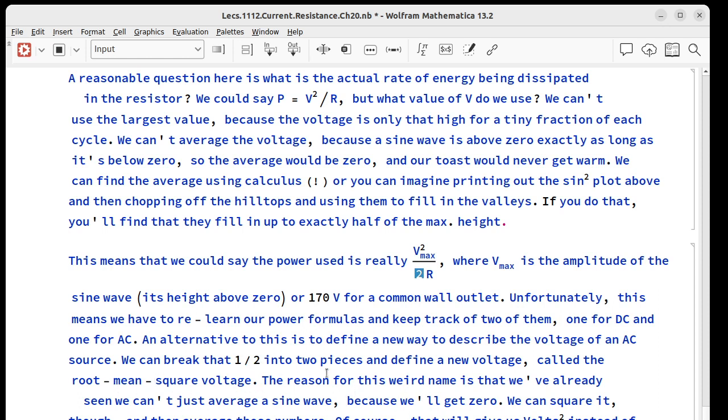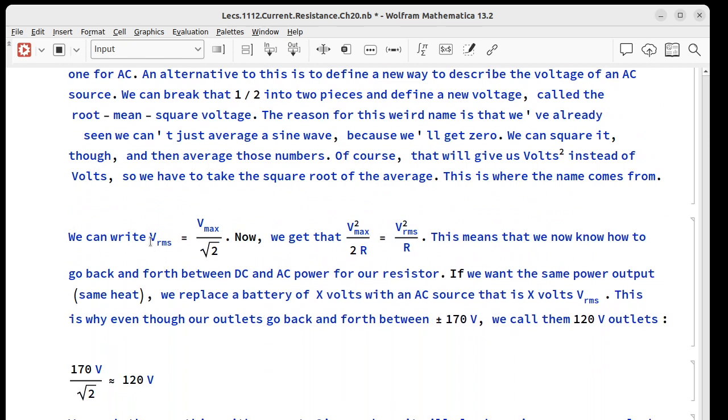The reason we have this weird name is that we know we can't average the sine wave. We can square it and average those numbers. Of course, that's going to give us volts squared instead of volts, so we then have to take the square root of the average. That's where we get the name root mean square. It's like the reverse of the operations we're doing. Anyway, this new kind of voltage is pretty simply just the max voltage divided by the square root of 2.